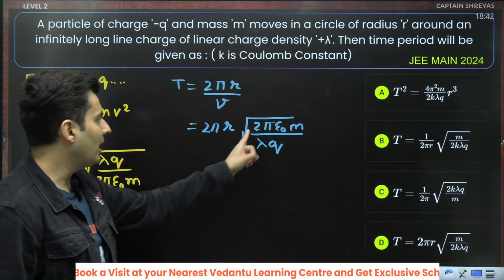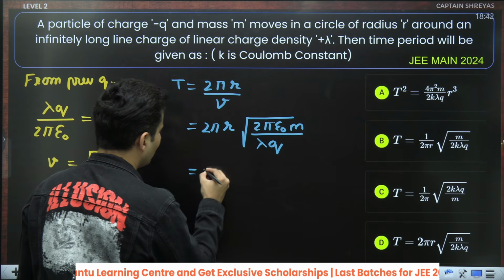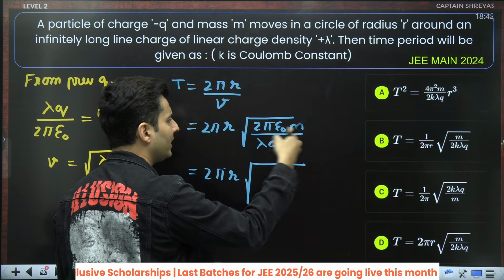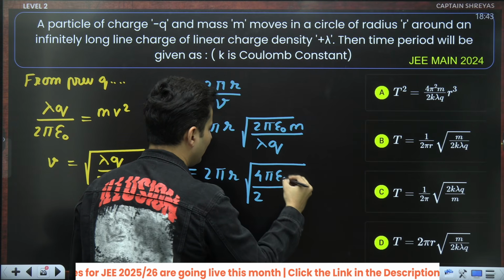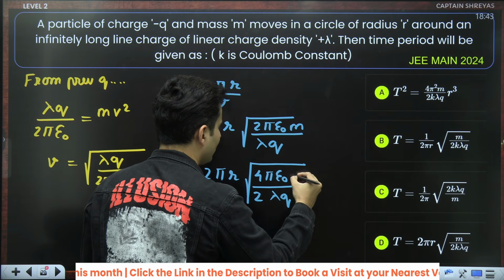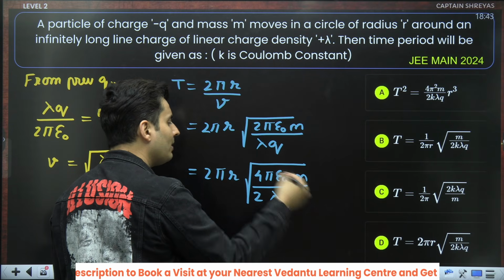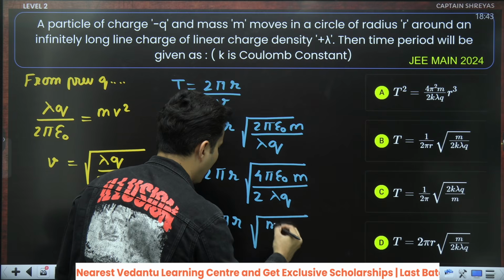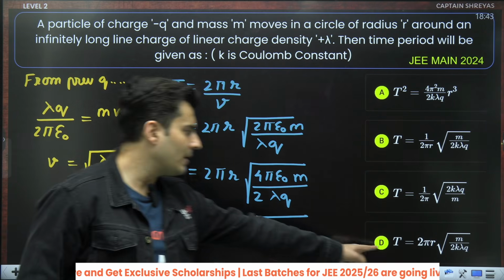Now here, remember I have put 2 pi epsilon naught, which I can convert into Coulomb's constant also. There is nothing wrong in it. So I can write 2 pi r, and instead of 2 pi epsilon, I can write 4 pi epsilon naught. But the moment I write 4 pi epsilon naught, I have to also preserve the equality by dividing by 2. Lambda q will be as it is, and you will have m. 1 by 4 pi epsilon is k. So 4 pi epsilon will be 1 by k. So hence you will get 2 pi r, and here you will have m, 2 lambda q, and k will be there below, which is exactly option number D.